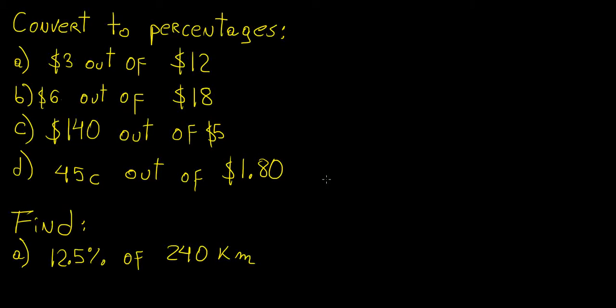Alright, so in this video what we're going to be doing is essentially just converting things to percentages and then calculating percentages of certain quantities. So starting with question A here, we're given $3 out of $12. If we want to express this as a fraction, we're just going to write 3 on 12, and we can simplify this fraction to 1/4. Expressed as a decimal, that becomes 0.25.